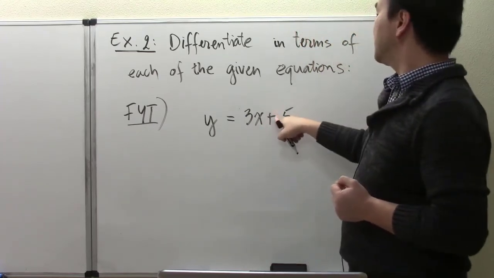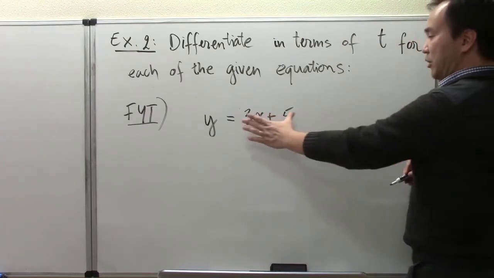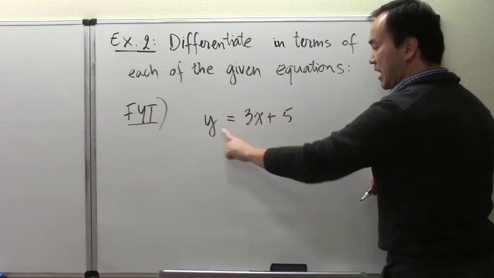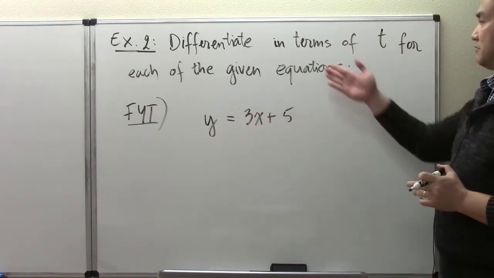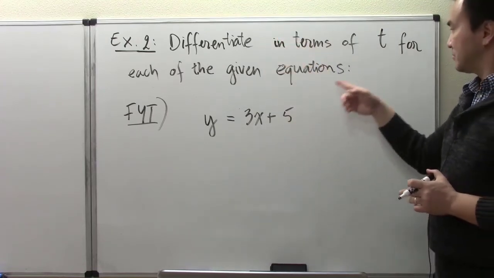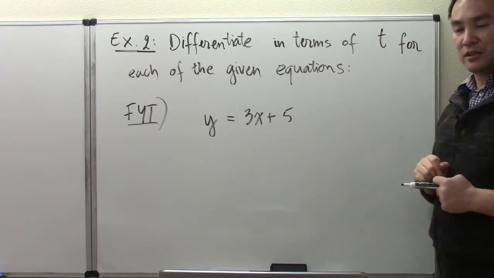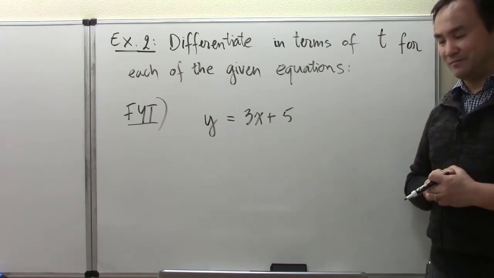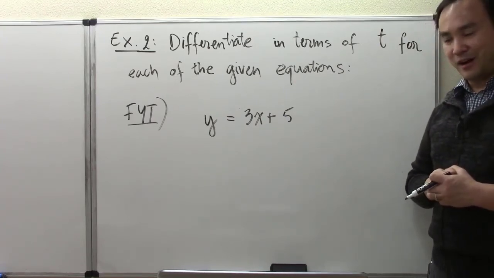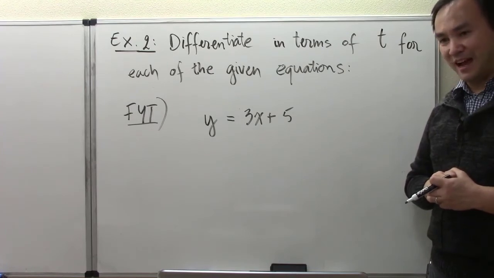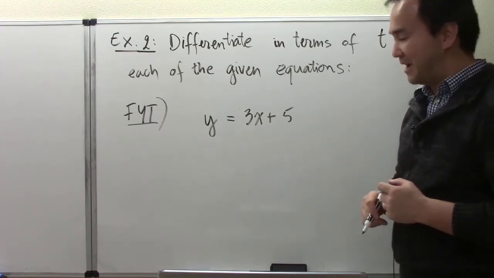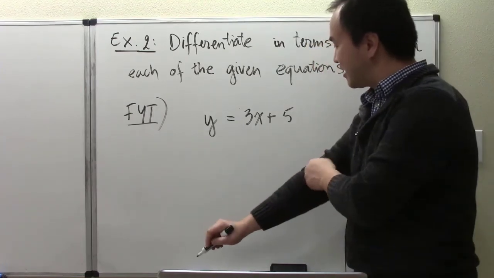Okay, 3x plus 5. And so that's our equation having two variables, y and x right here. Okay, let's differentiate in terms of t for that equation. All right, so go ahead and pause the video, take your time. All right, so hopefully you're back and having your own answer, after you have paused the video and gotten some work done on that.